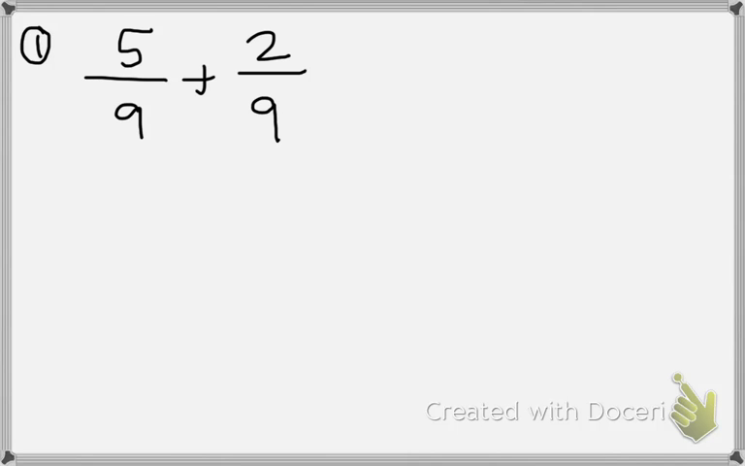Now, when you add and subtract fractions, you have to make sure they have the same denominator. Now, in this case, they do. They both have a denominator of 9. So, the denominator for our answer is also going to be 9.